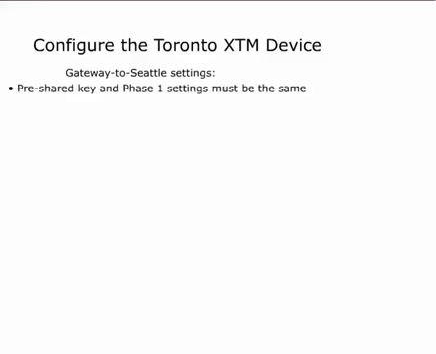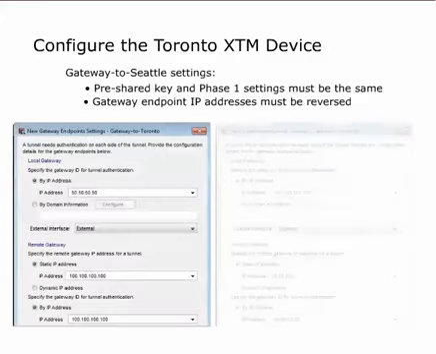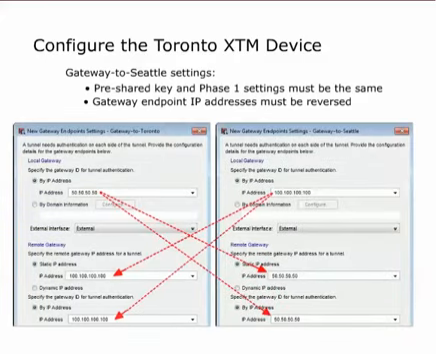The XTM device administrator in Toronto uses the exact same settings to add a gateway and tunnel to Seattle. For the gateway at Toronto, all settings must be the same as the gateway settings at Seattle, except that the gateway endpoint's IP addresses must be reversed. The IP address for the local gateway at Seattle is the remote gateway at Toronto. We can look at the gateway endpoints in the two configurations side by side to see the difference.